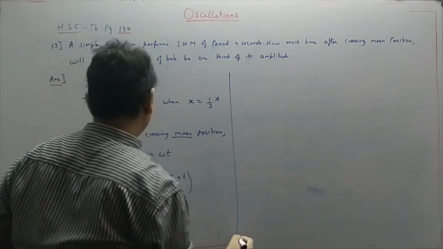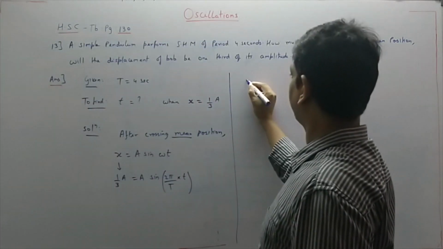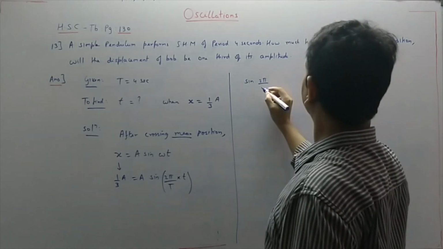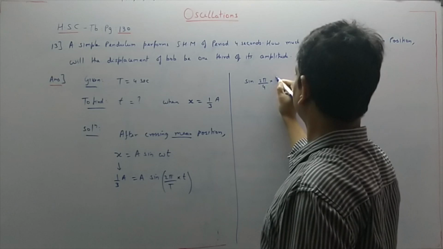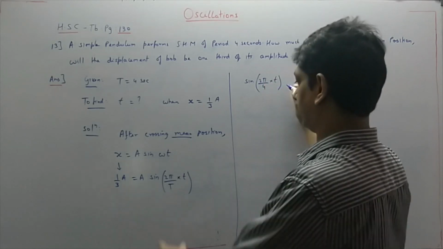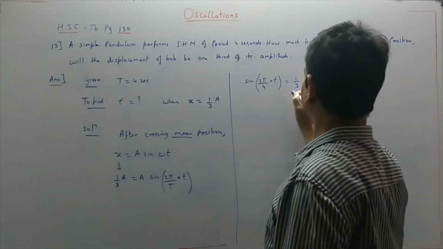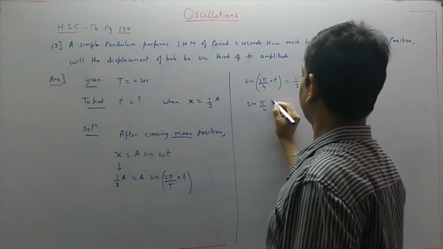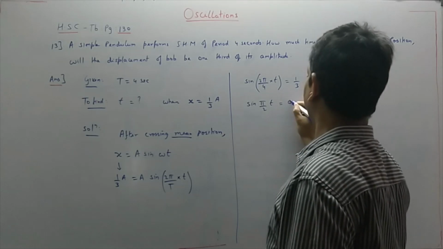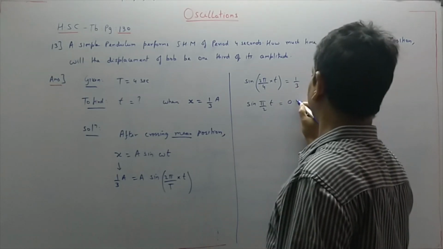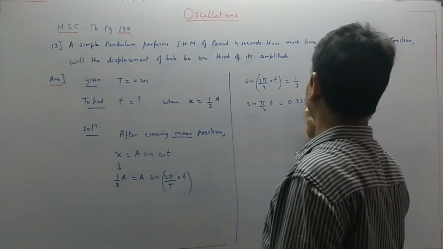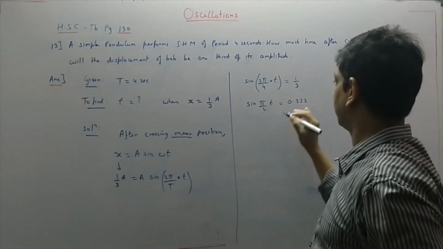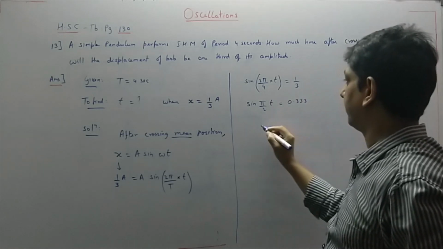Moreover, when we solve this, we get sine of 2 pi upon time period T, which is 4, into t, we get it as 1/3. Again sine, we write pi by 2 into t, which is 1 upon 3. We will solve it, we will get 0.333. Okay, so we are going to get 0.3333, it will go on, if you divide 1 by 3.